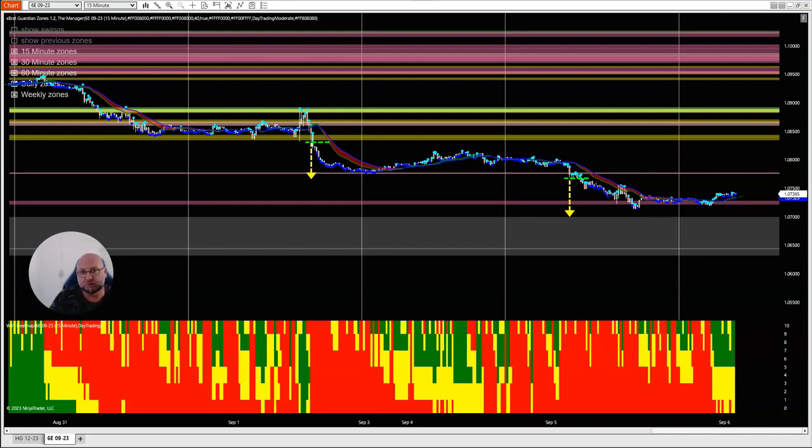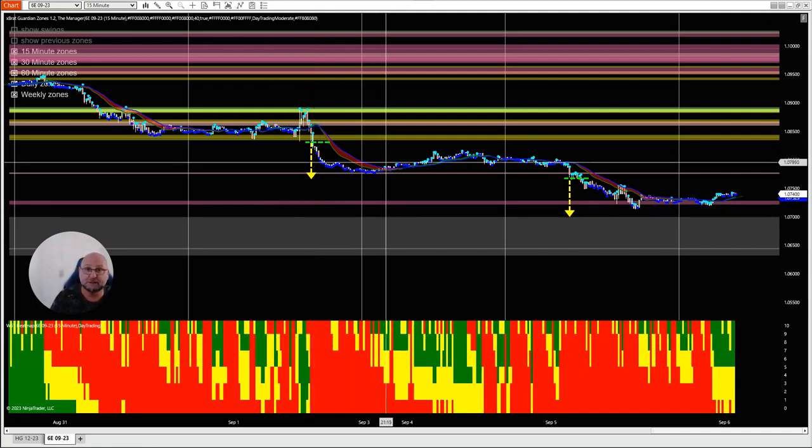So I'm using the NinjaTrader platform. The indicators I've got on here are not signal indicators, okay, but they are very tradable when combined together. So I have the Guardian zones, which are automated multiple time frame support and resistance zones that are printed on the chart automatically. I'm going to go through those colors here in a minute. I have down below the bias depth heat map, which is your go, no-go gauge. And I have the manager, which will help manage these trades.